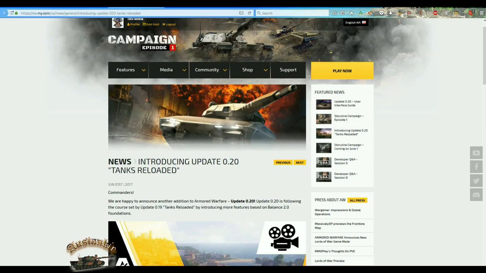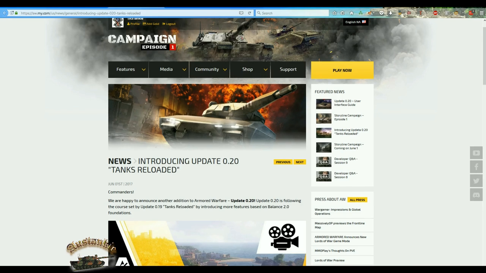Introducing update 0.20, Tanks Reloaded. We are happy to announce, I'm so chuffed that you're happy to announce it, the addition to the Armored Warfare update 0.20, following the course set by update 0.19, Tanks Reloaded, by introducing more features based on Balance 2.0. Great.